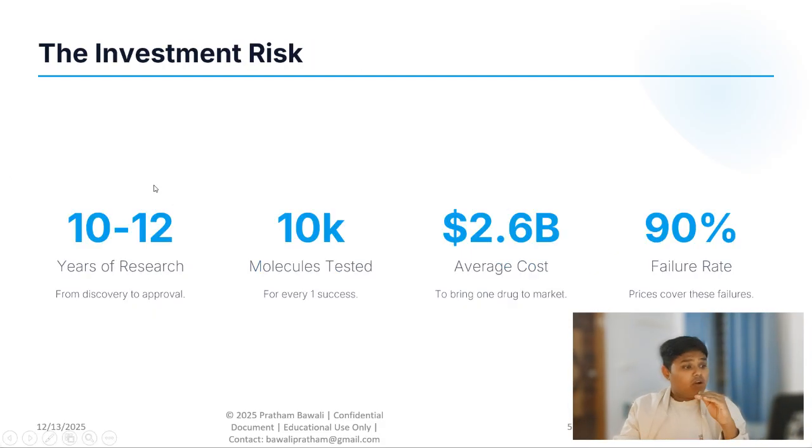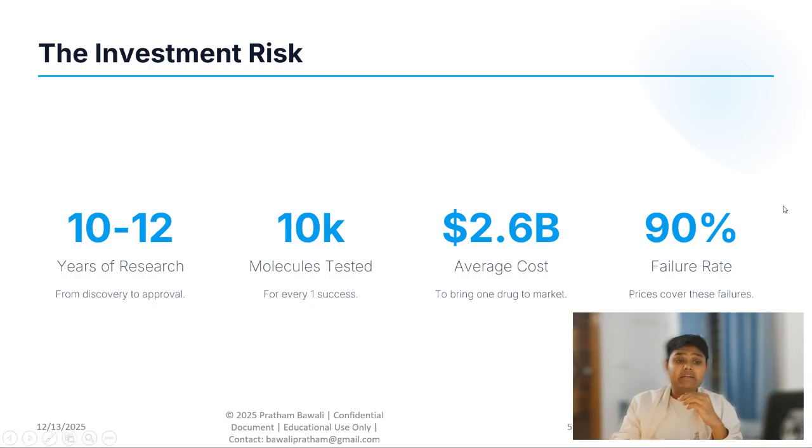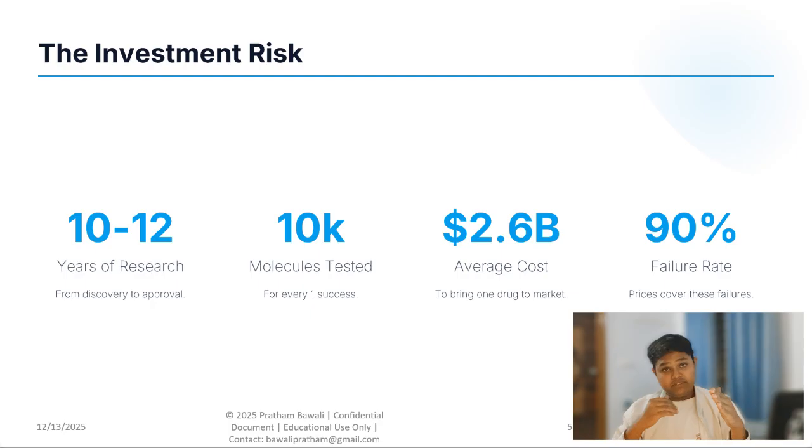Investment risk. 10 to 12 years of research from discovery to approval. More than 10 thousand molecules are tested, and for every one, only one succeeds. More than 2.6 billion dollars is the average cost. This is a rough value counted on average over all drugs till now to bring one drug to the market. A 90% failure rate is there. Price covers these failures.